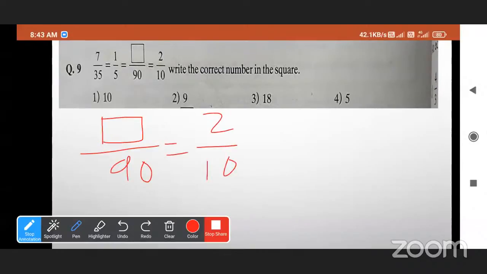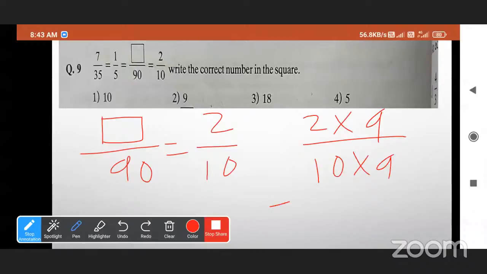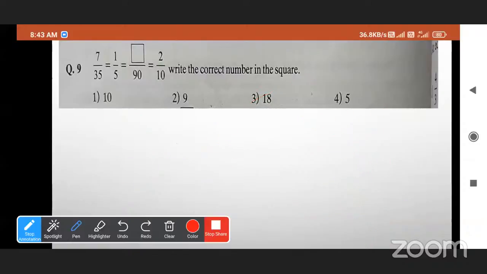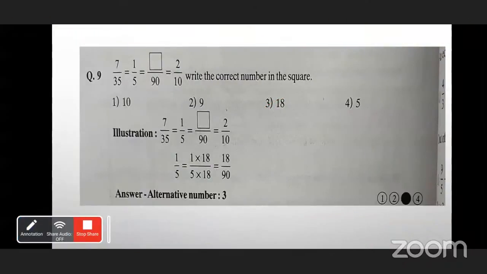See here, 10 into 9 is 90. So 2 into 9 is 18. 2 into 9 is 18, and 10 into 9 is 90. So which number comes in the box? 18. Third option. So the third option is correct. Very good.